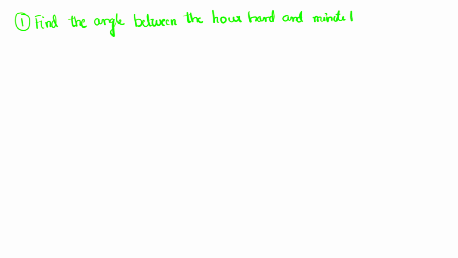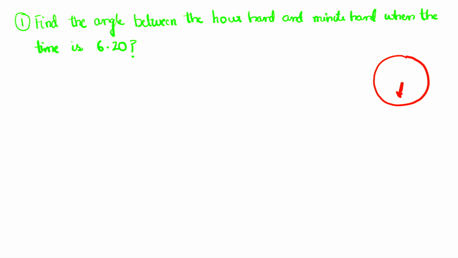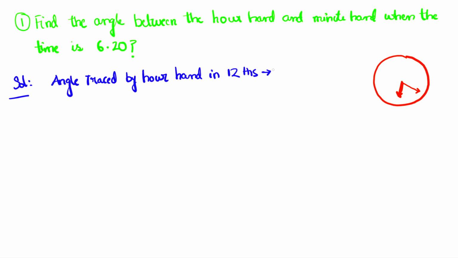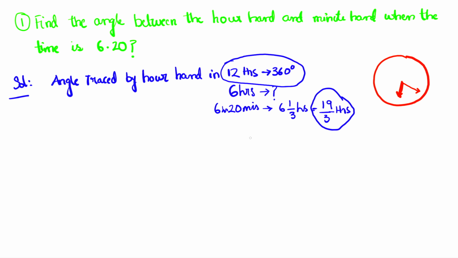It says, find the angle between the hour hand and the minute hand when the time is 6:20. Well, we solve these problems independently, which means we are going to find out the angle traced by the hour hand and the minute hand and then find the difference. We know that the angle traced by the hour hand in 12 hours is 360 degrees. So by direct proportion, the angle traced by the same hour hand in 6 hours and 20 minutes, which is nothing but 6 1/3 hours, would be 190 degrees.